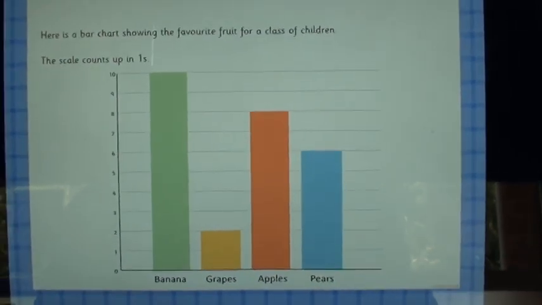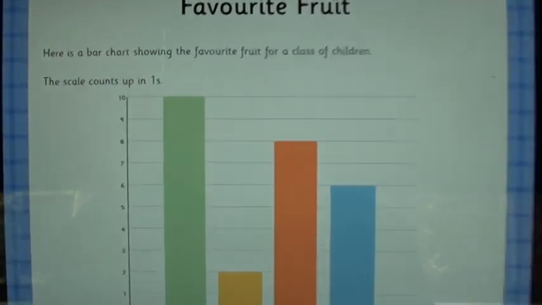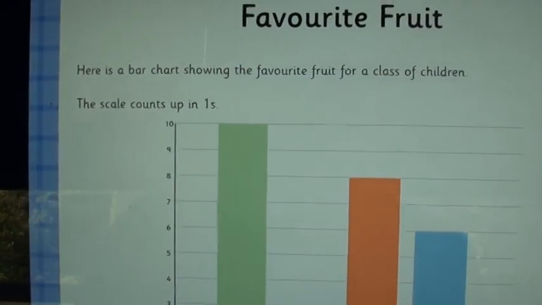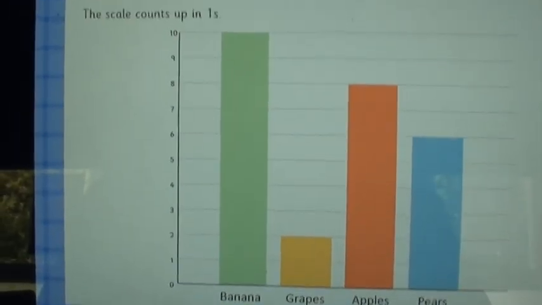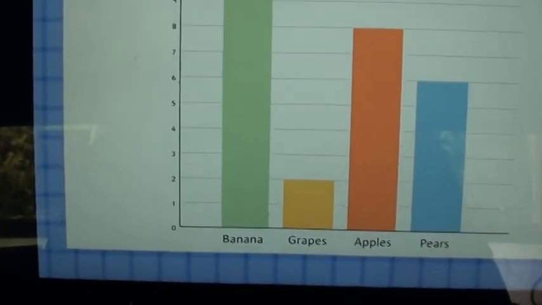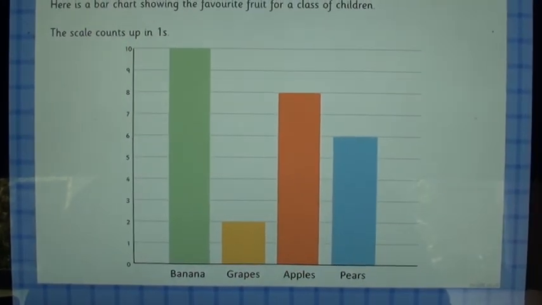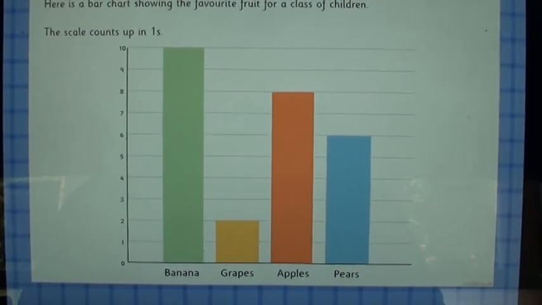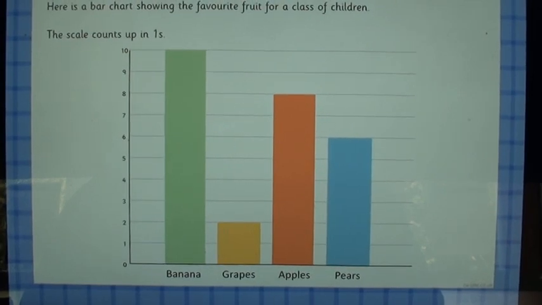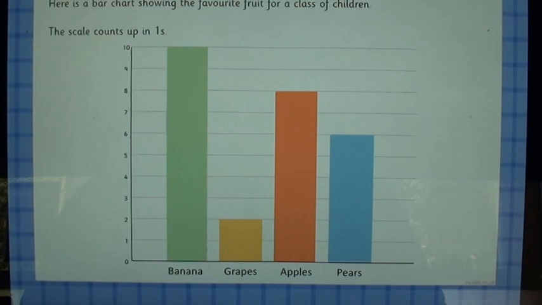Here we go. So this is a bar chart. It's about favourite fruit. Here's a bar chart showing the favourite fruit for a class of children. The scale on the left-hand side, the y-axis, counts up in ones. You can see there are bananas, grapes, apples and pears. Which was the favourite fruit of those who were surveyed? You're right, it's banana. And what's the least favourite?